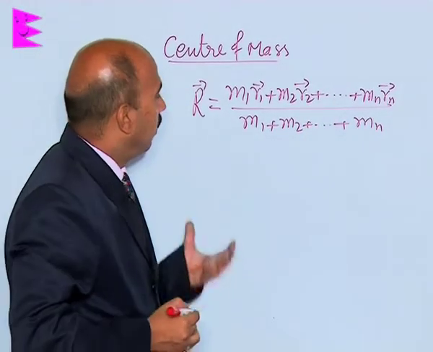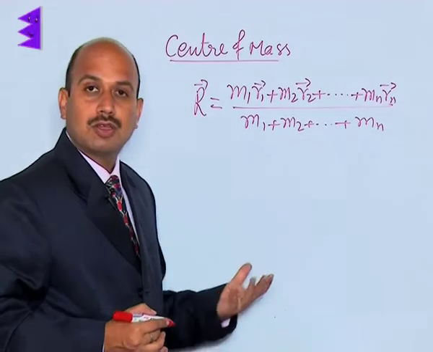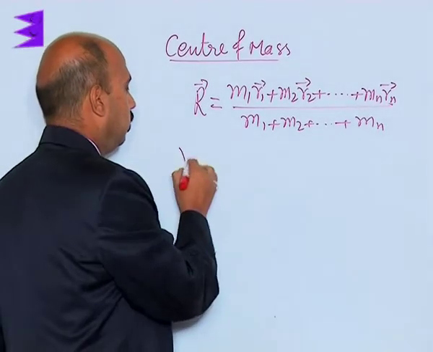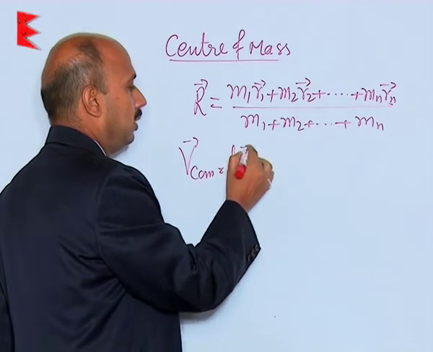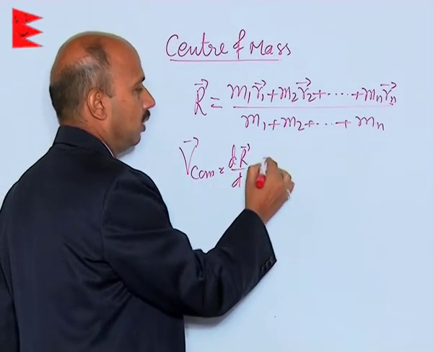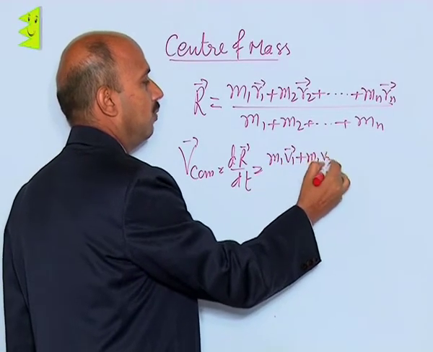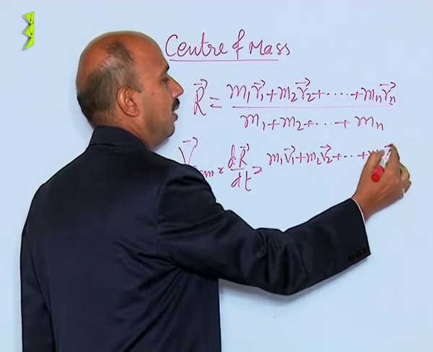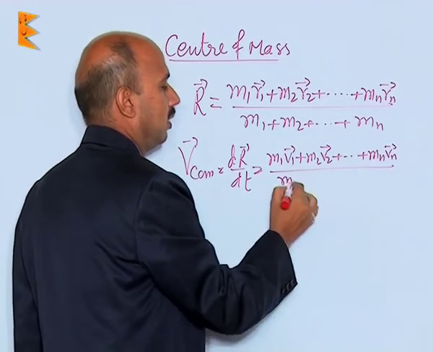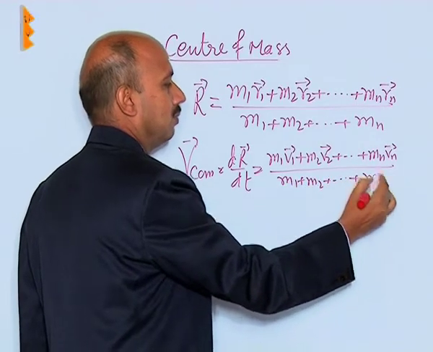Now, if you want to calculate the velocity of the center of mass, differentiate the position and you will get dr upon dt is equal to m1 v1 plus m2 v2 plus ... mn vn divided by m1 plus m2 plus ... mn.